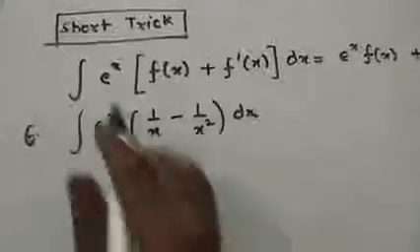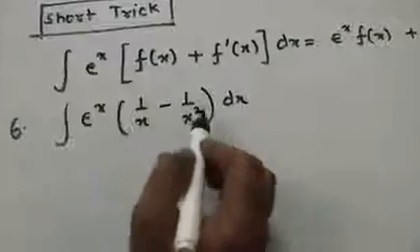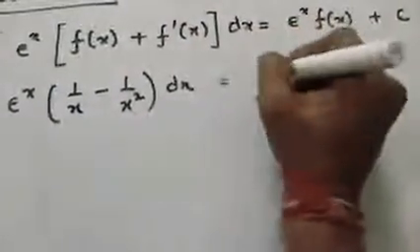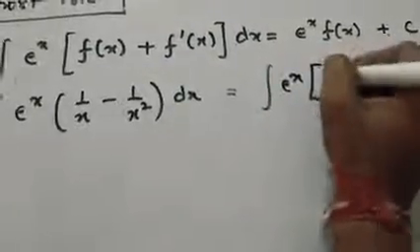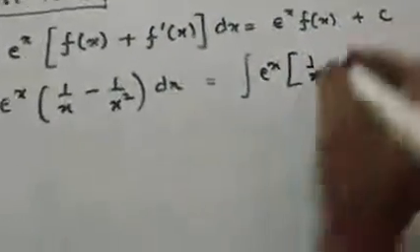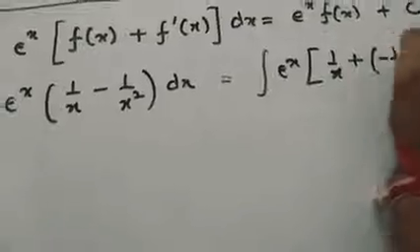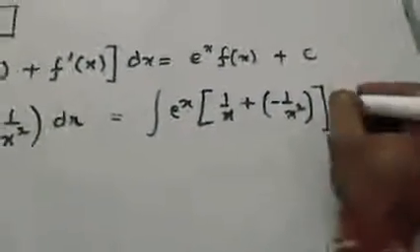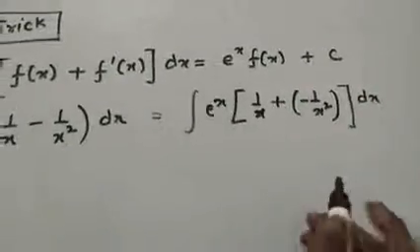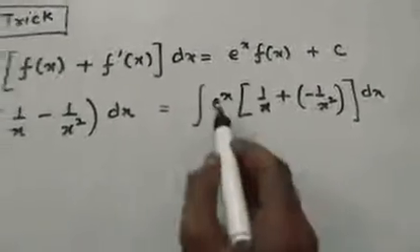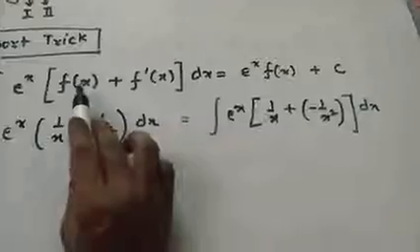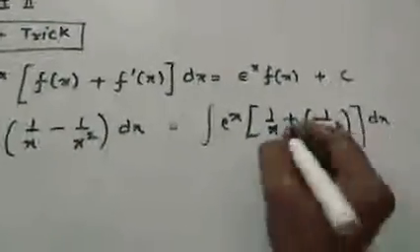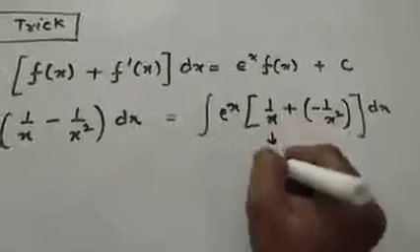So, integration of e to the power x into 1 by x minus 1 by x square. First of all, we can represent this in this form: integration of e to the power x into 1 by x, and the minus can be written as plus minus, in this way. Now again, e to the power x, let us give f of x as 1 by x.